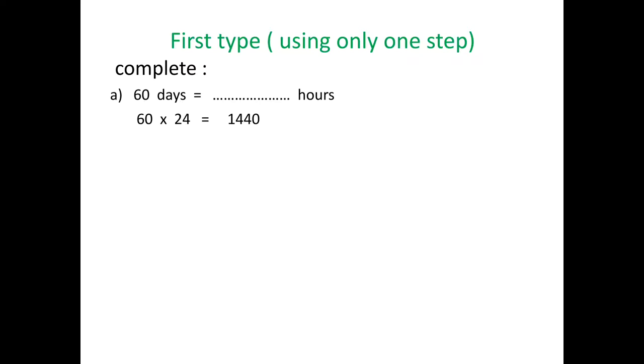How do I multiply this? Drop the 0 in the answer because this is multiplication. Then multiply 6 times 24. 4 times 6 is 24. 4 and carry up 2. 2 times 6 is 12. 12 plus 2 is 14. So my final answer is 1440.